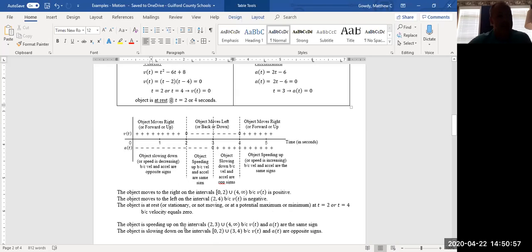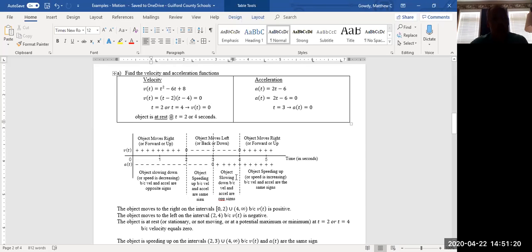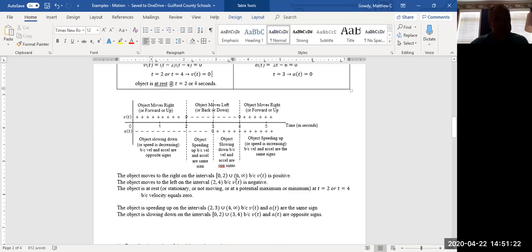The object is speeding up on the intervals 2 to 3, and 4 to infinity, because velocity and acceleration are the same sign. It's slowing down on those intervals because it's opposite signs. Okay? So all of that is stuff that you have to be able to talk about in some way.